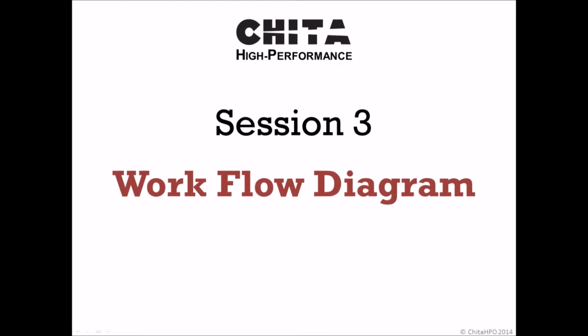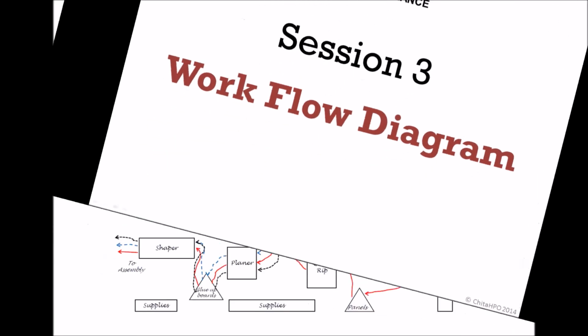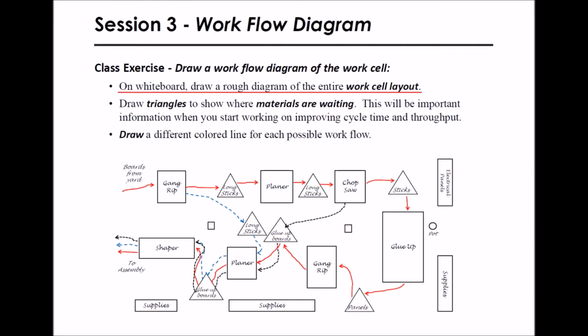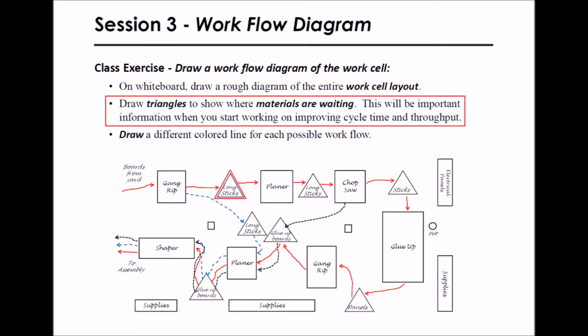For Session 3, you will draw a workflow diagram of the work area. On a whiteboard, draw a rough diagram of the entire work cell layout. To save time, you can draw the layout before class. Draw triangles to show where materials are waiting. This will be important information when you start working on improving cycle time and throughput.